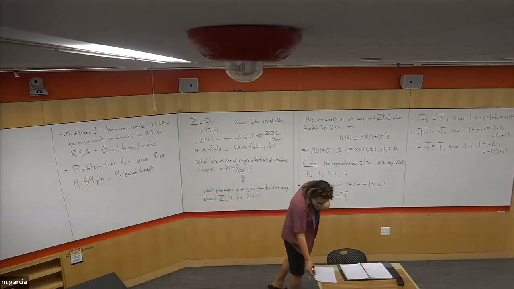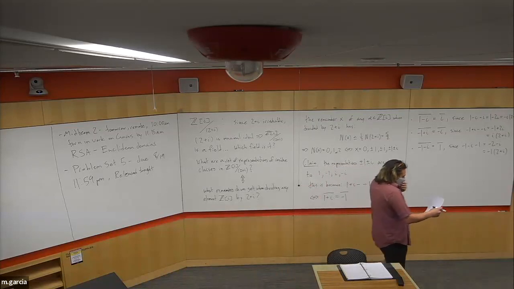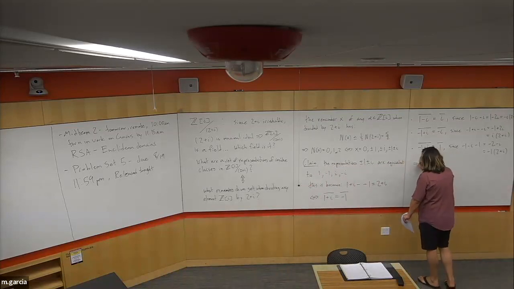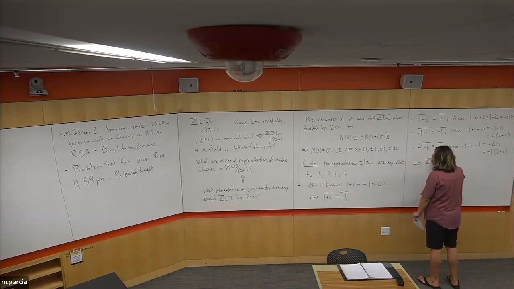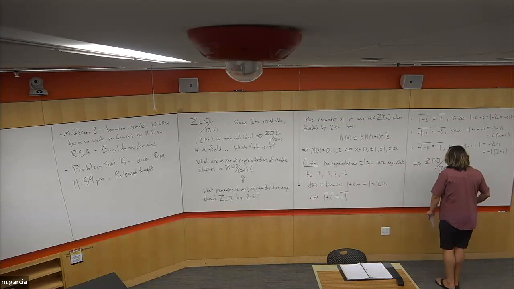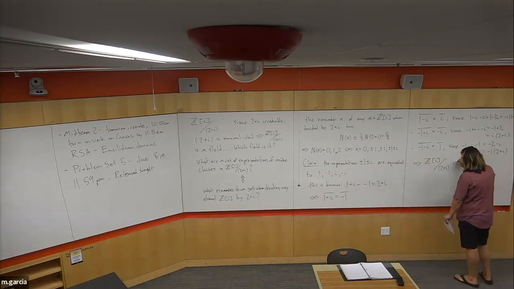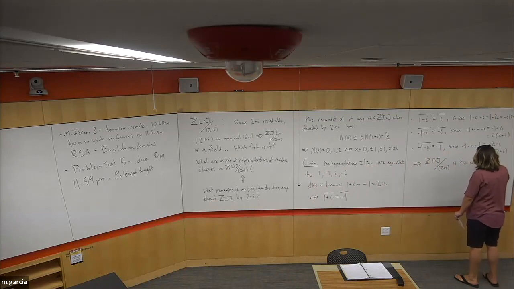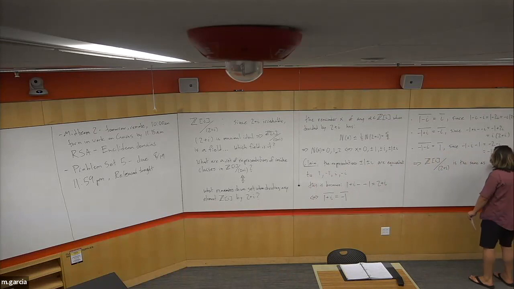Okay. So in conclusion, Z[i] mod 2 plus i is the same as Z mod 5Z, or in our more recent notation, F5.